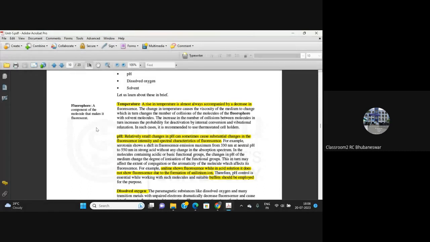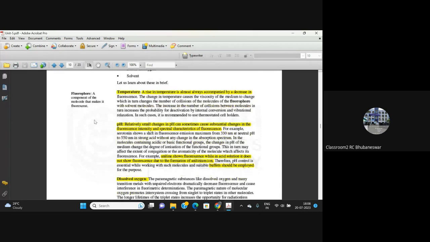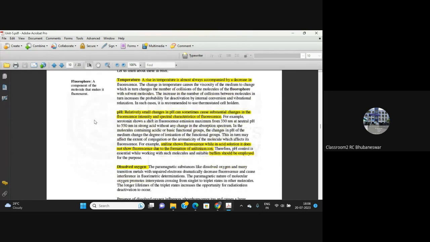Here is another thing I want to show you. The molecule or component which gives you fluorescence is known as a fluorophore. Sometimes we also call it a fluorescent molecule or fluorescent probe, with which we probe the environment of the system.